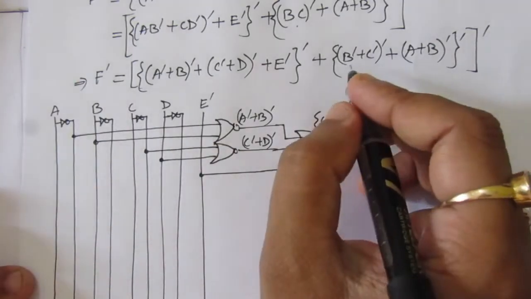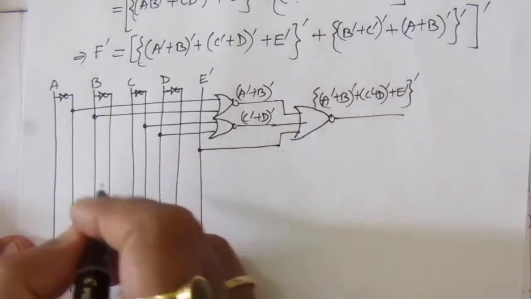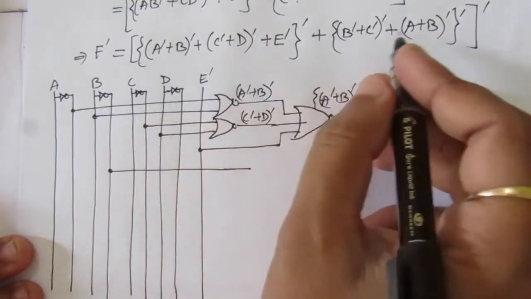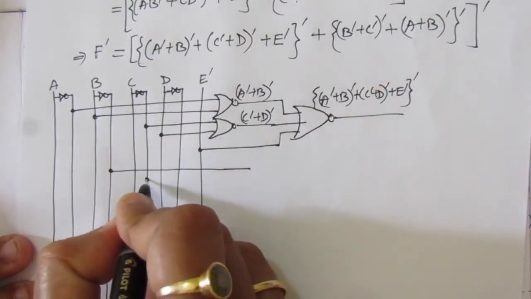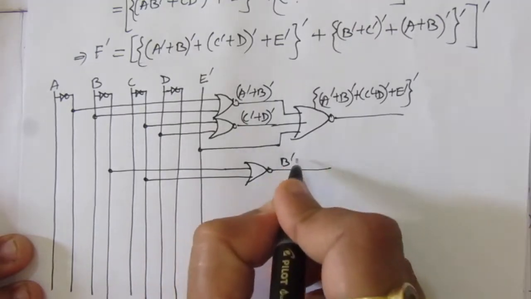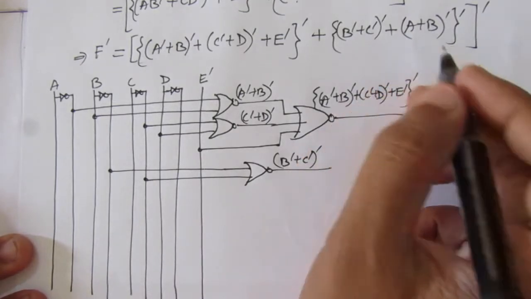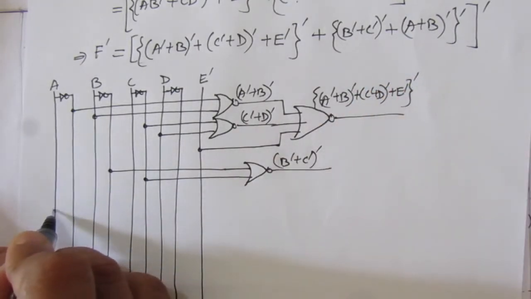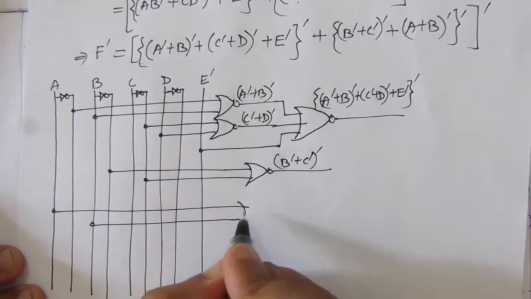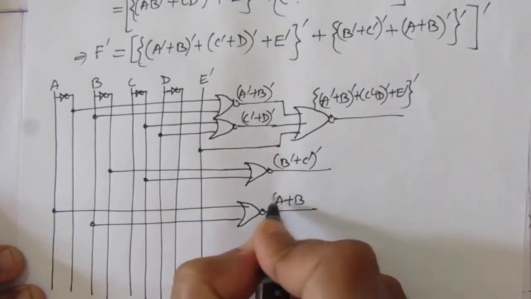So here we'll get this function. Similarly we will find out this one. We have B bar plus C bar. B bar is this line, C bar is this line. Use a NOR gate and we'll get B bar plus C bar whole bar. Then we have A plus B whole bar. Then we have to draw a line from A and from B. Use a NOR gate and we'll get A plus B whole bar.